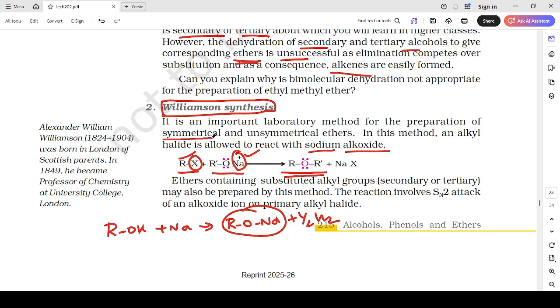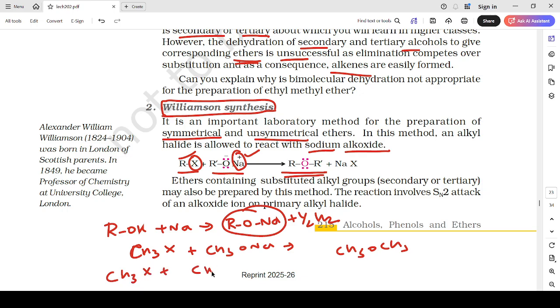You can prepare both symmetrical as well as unsymmetrical ethers here, very important. Ma'am, I'm having CH3X. I'm treating it with CH3ONa, you form dimethyl ether. In case I take CH3X, I am having CH3CH2ONa. Here it will form CH3OCH2CH3. This is symmetrical, both the places CH3. Here it is unsymmetrical. This is methyl, this is ethyl. So Williamson synthesis is useful for synthesizing unsymmetrical ethers as well as symmetrical ethers.